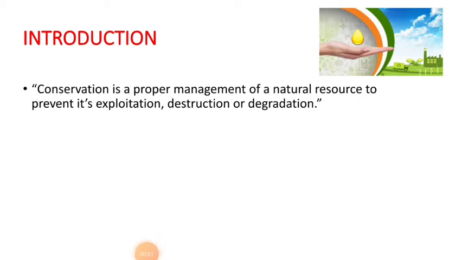Natural resources are those resources which we get from nature that can be renewable or non-renewable. We have to manage them properly so that we can use them in the future. We have to prevent them from exploitation, which means overusage, and destruction. We don't have to destruct the source, and degradation means lowering the quality of the natural resource. We have to manage all these things so that we can save these resources for the future.